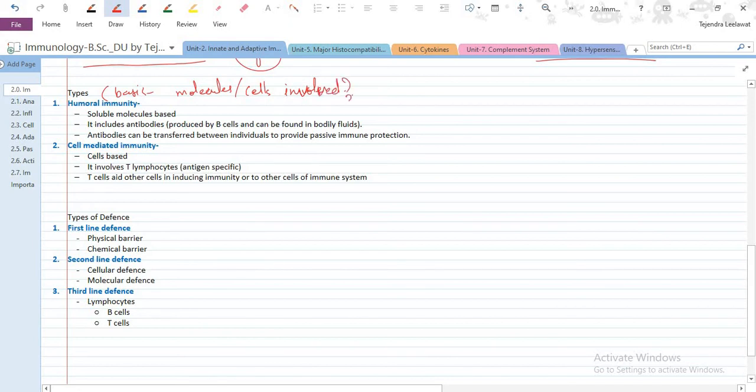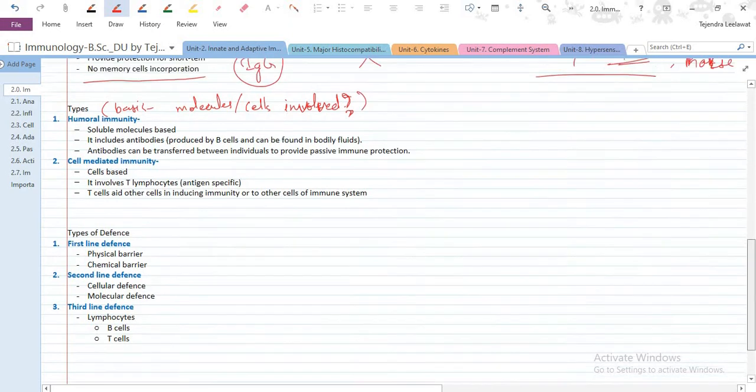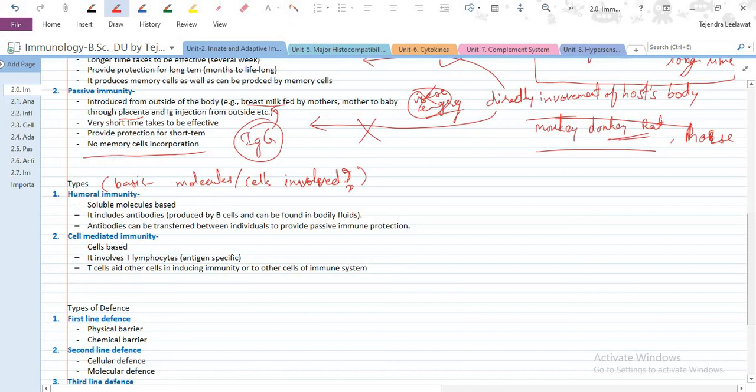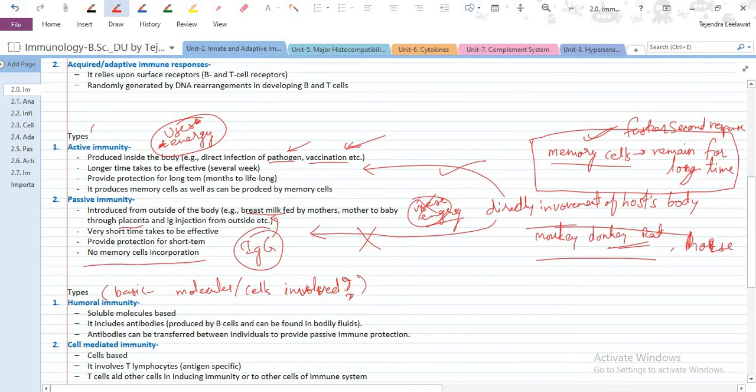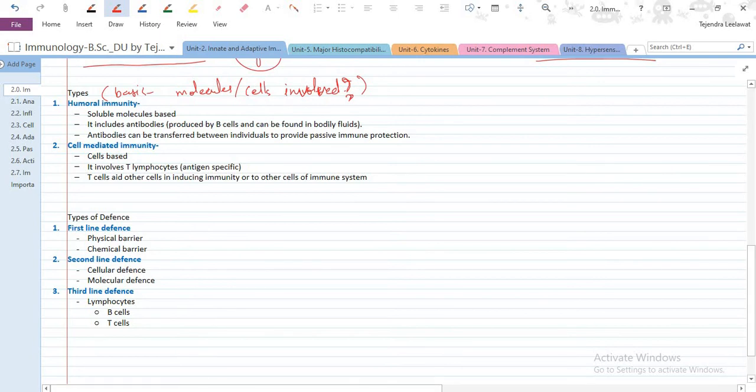Okay, so which type of molecules or cells are involved in this? On that basis, prior active and passive immunity was based on which organism or body's involvement there was. Okay. So on the basis of that, and now coming to the next basis: which type of molecules or cells are involved in the immunity.